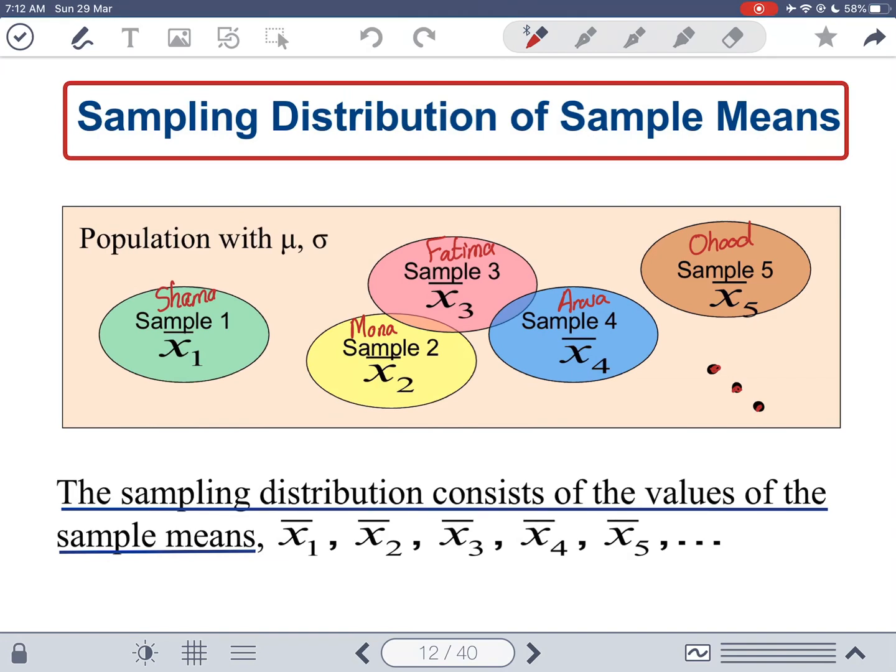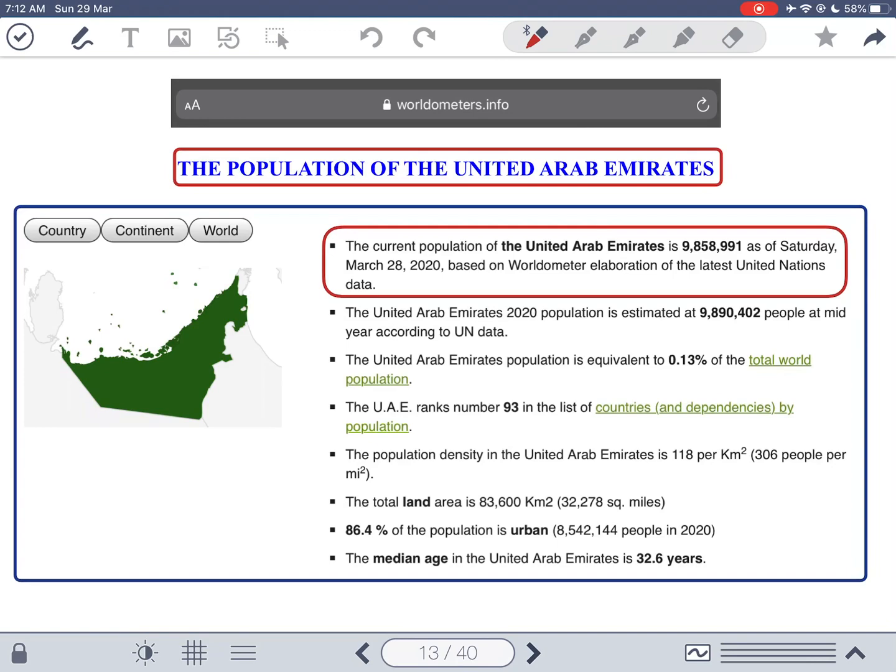So let's say that these 5 girls decided to do a survey on the average age. They're interested to know the average age of people that live in the UAE. And before I show you what they will do, I want you to know that the population of the United Arab Emirates, as of March 28, 2020, so just yesterday, is 9,858,991. So we can say approximately 10 million. That's the population of the UAE.